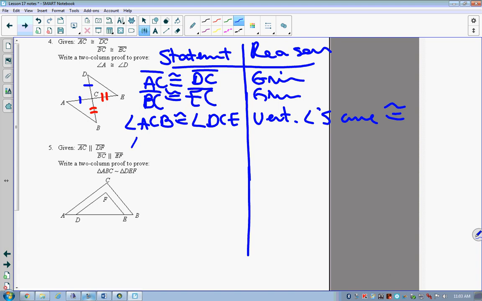All right, so triangle what is congruent to triangle what? Through what? No, we don't use CPCTC for the triangles. Triangles are congruent using the side angle side congruency postulate.